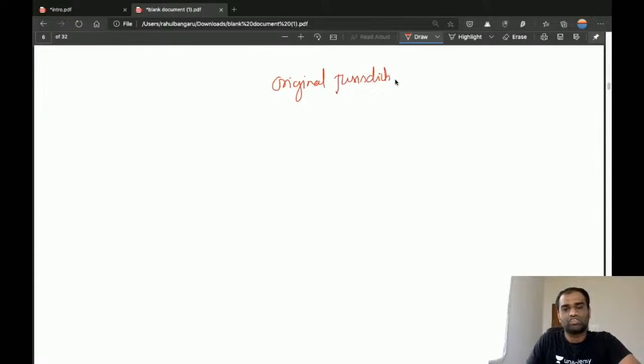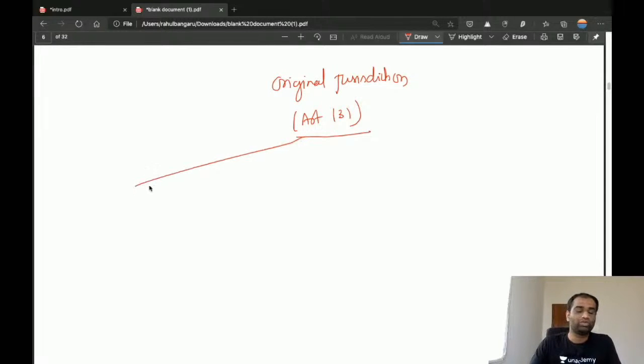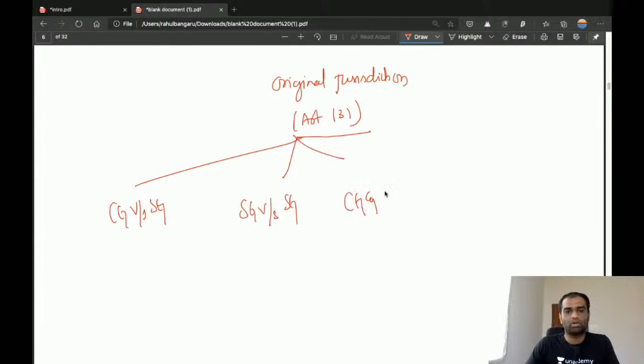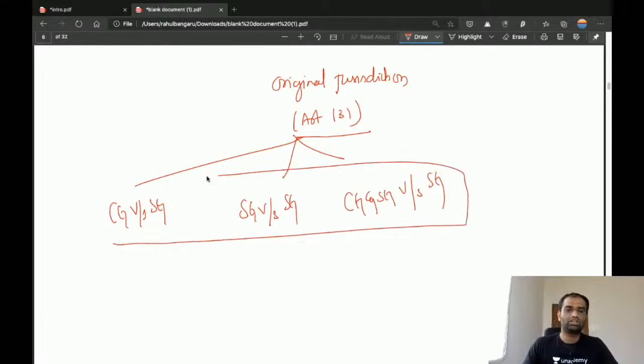Original jurisdiction is given in Article 131. According to Article 131, the original jurisdiction of the Supreme Court extends to disputes between the central government and a state government, between one state government and another, and between the central government and a state government on the one hand versus another state government on the other. These are the types of disputes that come under the original jurisdiction of the Supreme Court.